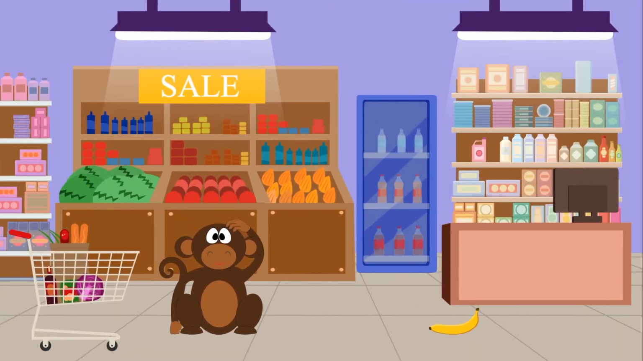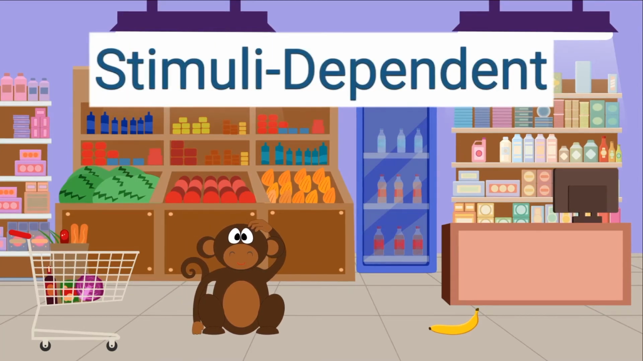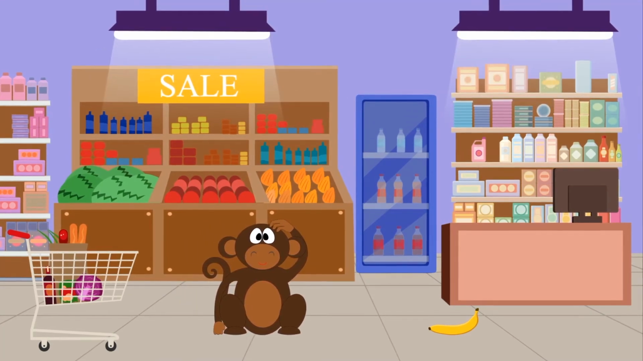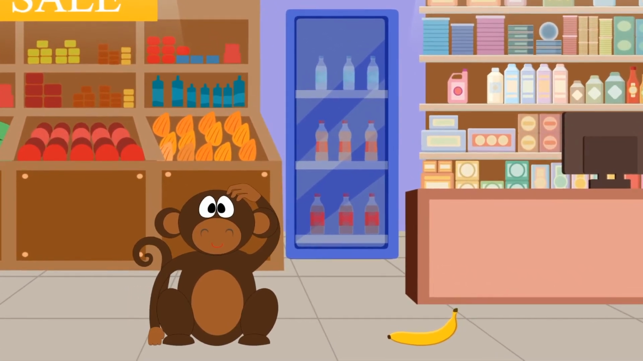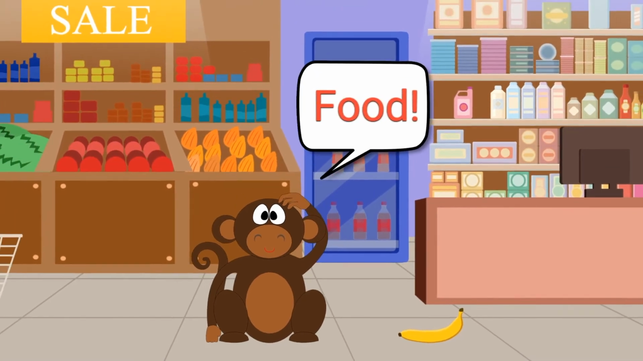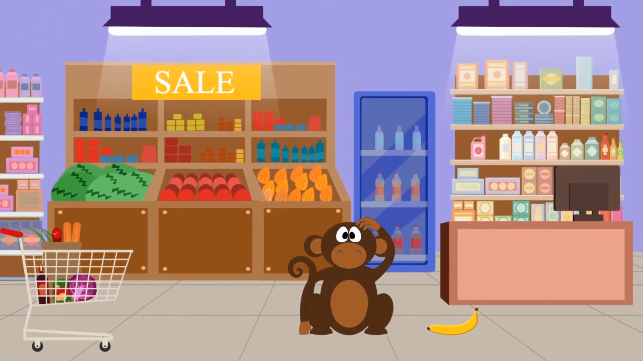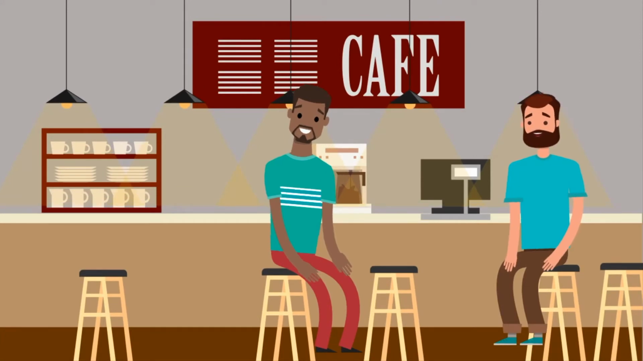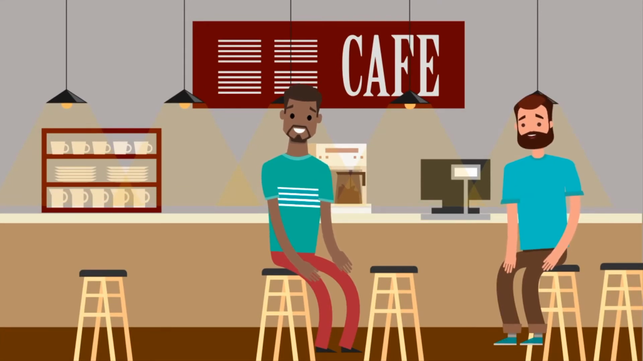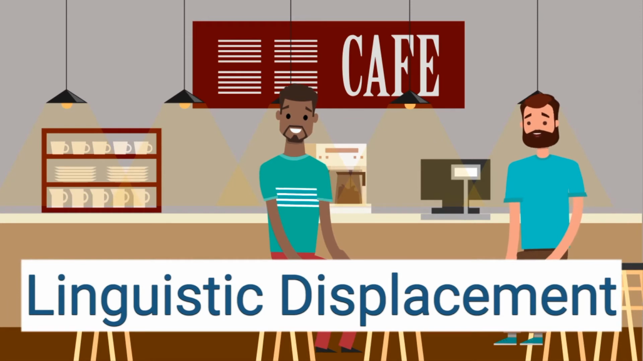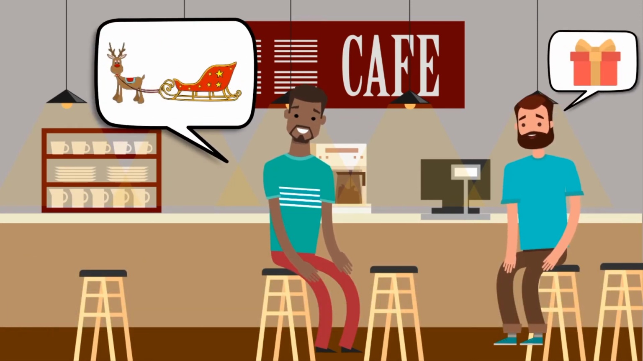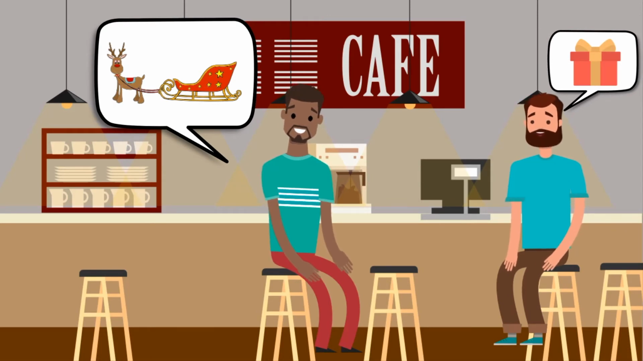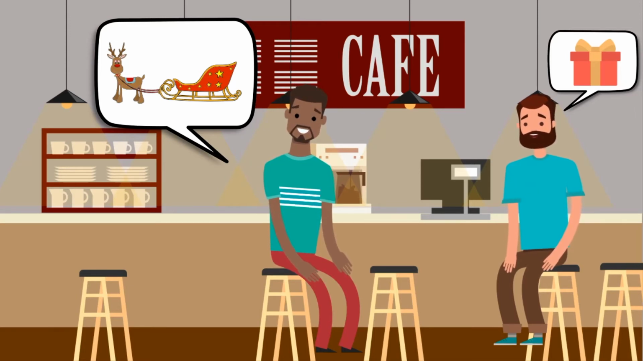Also, primate call systems are stimuli dependent, which means that a certain call is only made when there is a certain stimulus. For example, the food call is only made when there actually is food. But human language is different. It has something called linguistic displacement. This means that we can talk about things that are not present, and we can talk about events that happened in the past and events that will happen in the future.